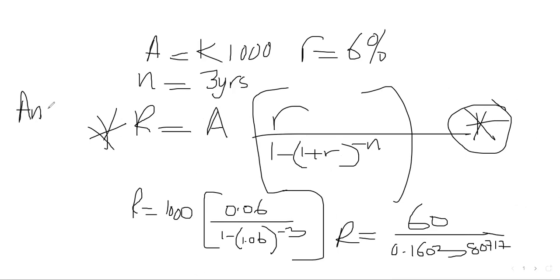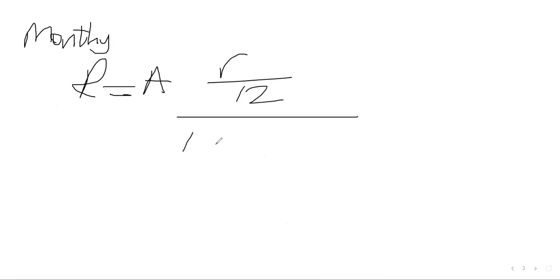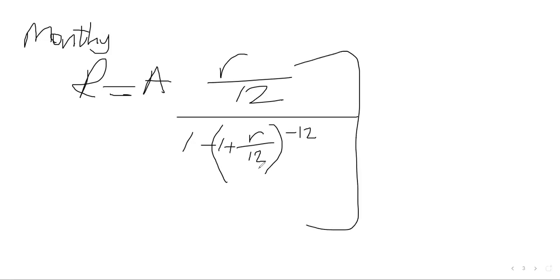Not only that, this is based on annual compounding. But when they say monthly, the formula changes just a little bit. The R is divided by 12. The same formula applies for monthly compounding. This one was on annual compounding. So for monthly compounding, the interest rate is affected. So our payment for monthly will be the amount times R over 12, over 1 minus (1 plus R over 12) to the power negative 12. This is only the monthly compounding of a loan amortization.